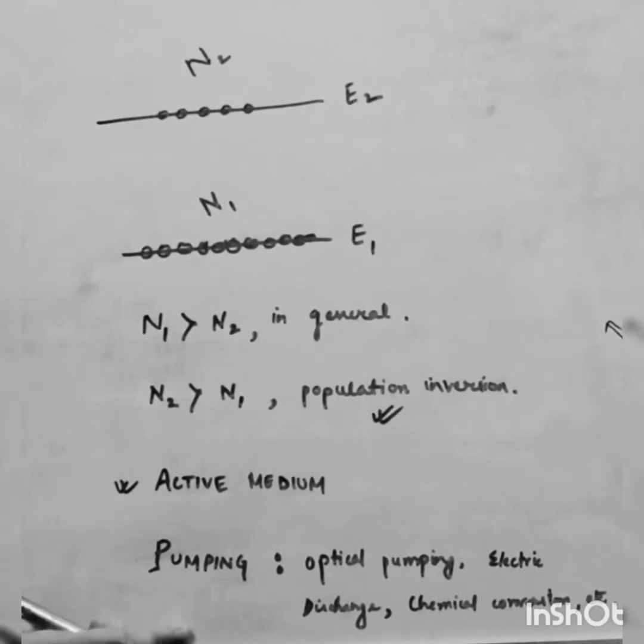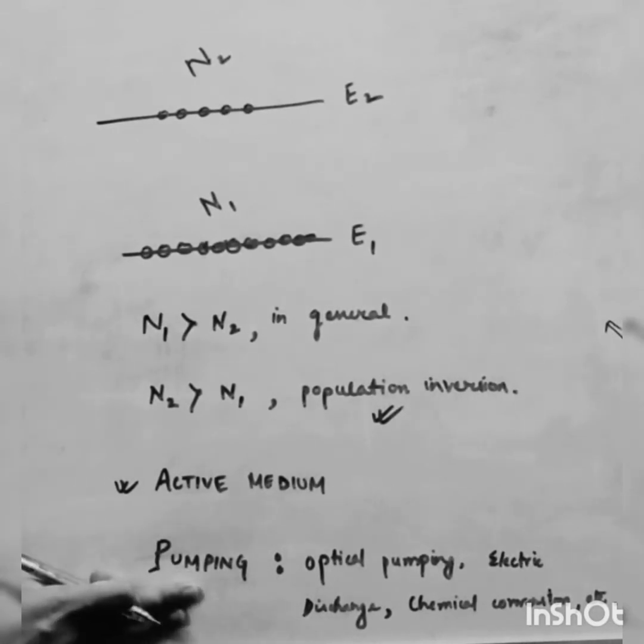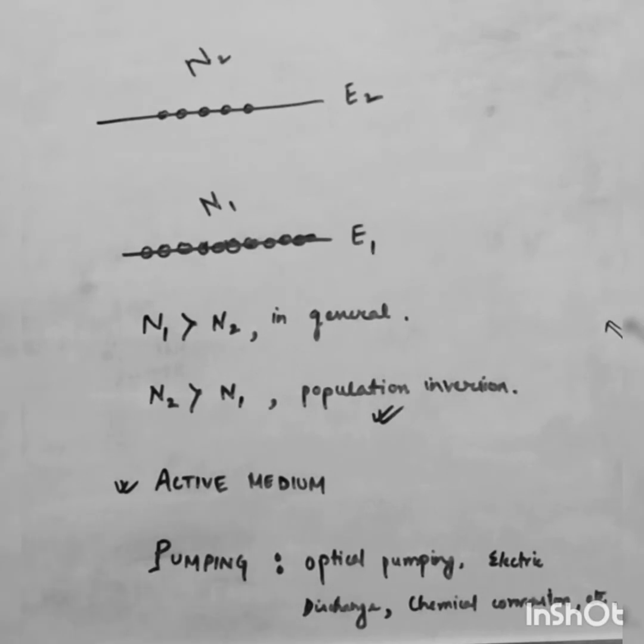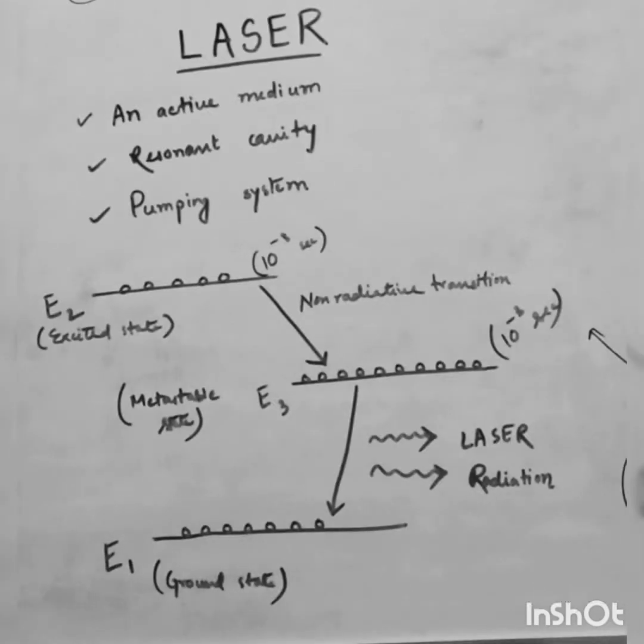Population inversion can be achieved by exciting the medium with a suitable form of energy, and the process is called pumping. There are various methods of pumping, like optical pumping, electric discharge, inelastic atom-atom collision, direct conversion, chemical conversion, etc. The term laser stands for light amplification by stimulated emission of radiation.